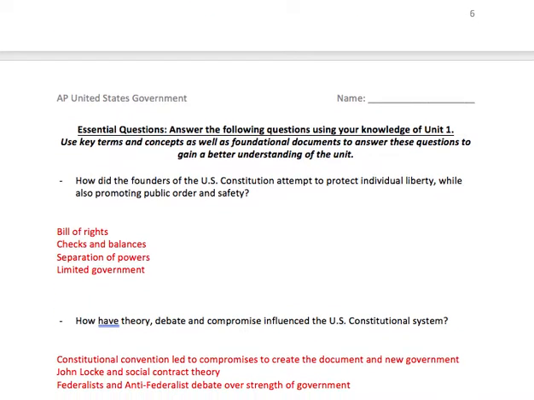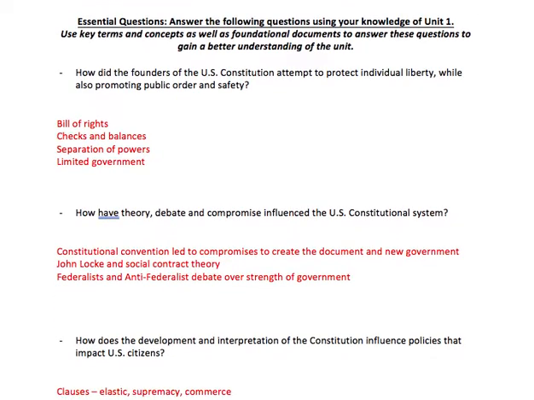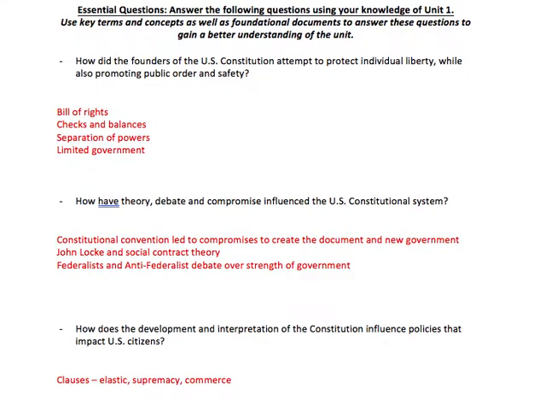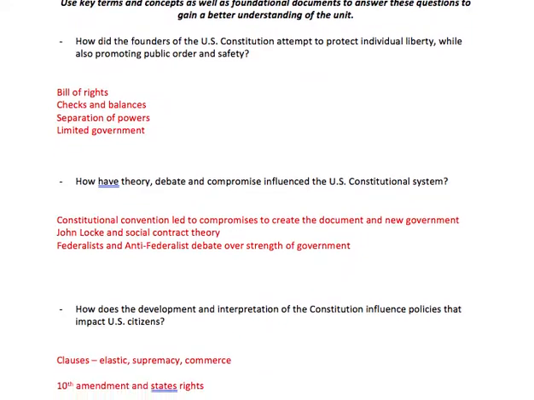And then just kind of wrapping it up here, some of your essential questions. How did the founders of the United States Constitution attempt to protect individual liberty while also promoting public order and safety? They added a Bill of Rights. They had checks and balances, separation of powers, limited government. These concepts made sure that the government didn't become all too powerful, but also it put into place a government that could operate and wasn't going to be overthrown.